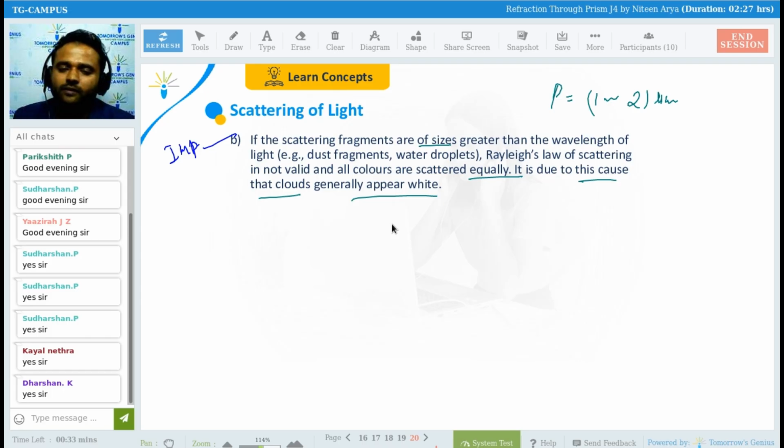Is this clear? In a cloud, the dust particles, air particles or water droplets are of the order of 1 to 2 micrometer. Because of this, the clouds appear white, because the Rayleigh scattering phenomenon is not going to be there and any particular specific color is not going to be visualized. Clear now?